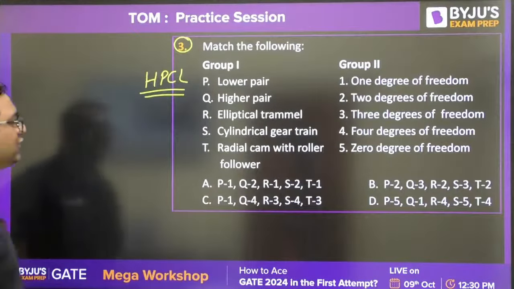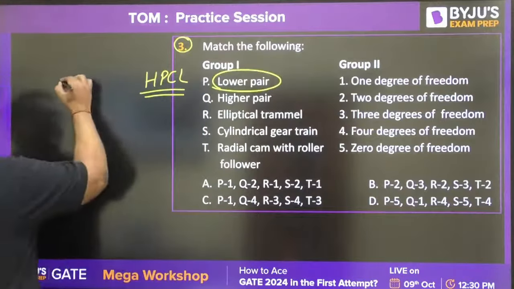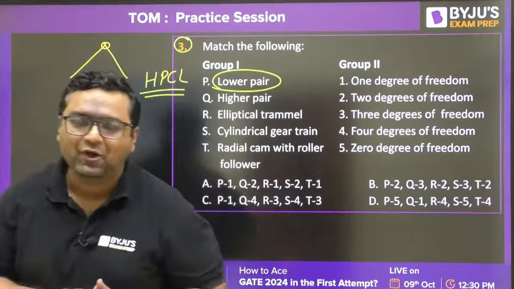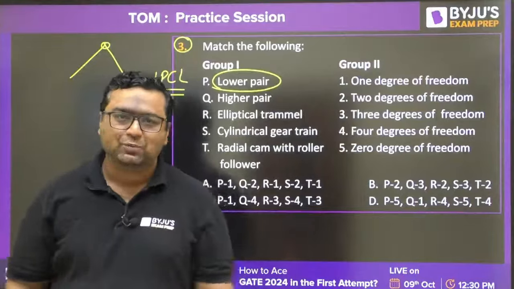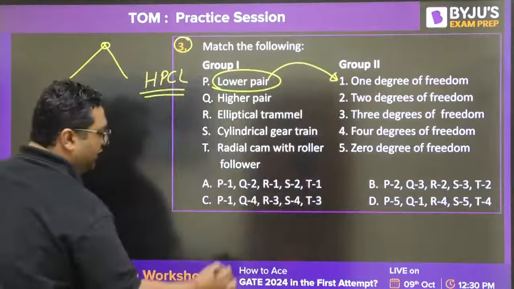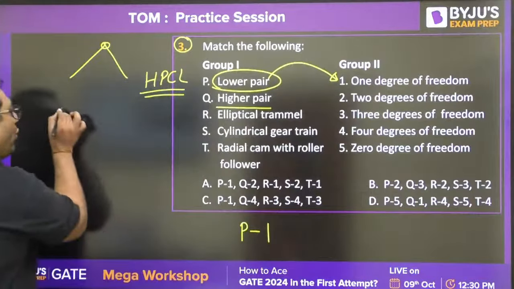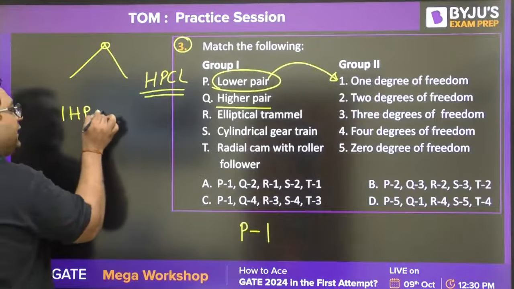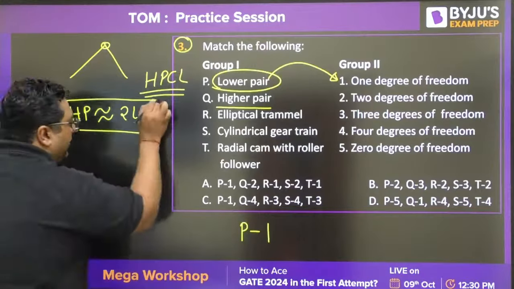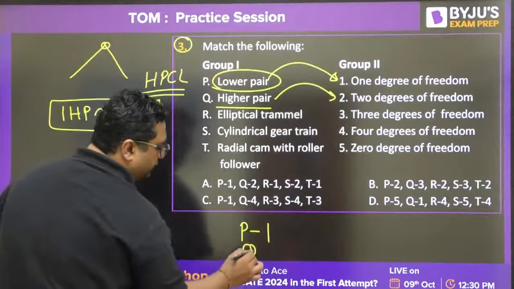So first of all, we will talk about lower pairs. You know, turning pair is an example of lower pair, and I feel everyone is aware that the degree of freedom for turning pair is 1. So it means for lower pair, degree of freedom is 1. So we will call P with 1. Then it is higher pair. You know, one higher pair is equivalent to 2 lower pairs. So because of that, one higher pair will have a degree of freedom of 2. So Q will go with the 2.